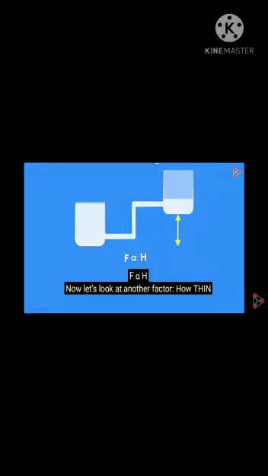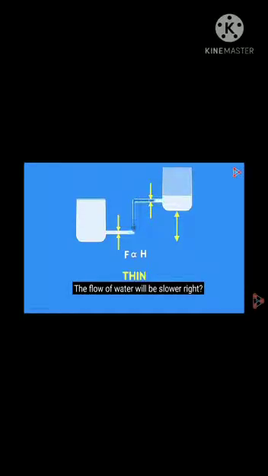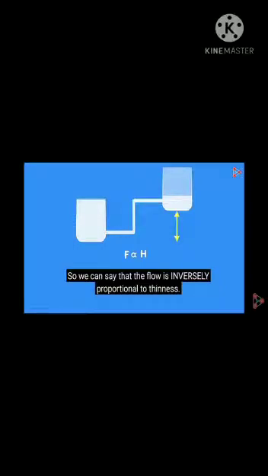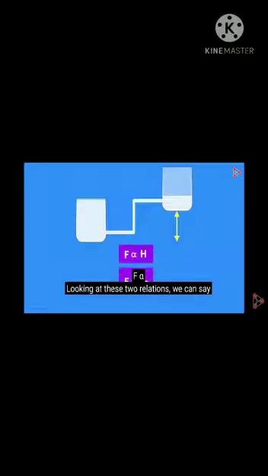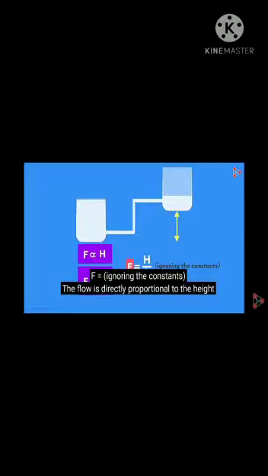Now let's look at another factor, how thin the pipe is. What will happen if I make the pipe thinner? The flow of water will be slower. That's correct. Thinner the pipe, slower the flow. So we can say that the flow is inversely proportional to thinness. Looking at these two relations, we can say that the flow is equal to H over T. The flow is directly proportional to the height difference and inversely proportional to the thinness.